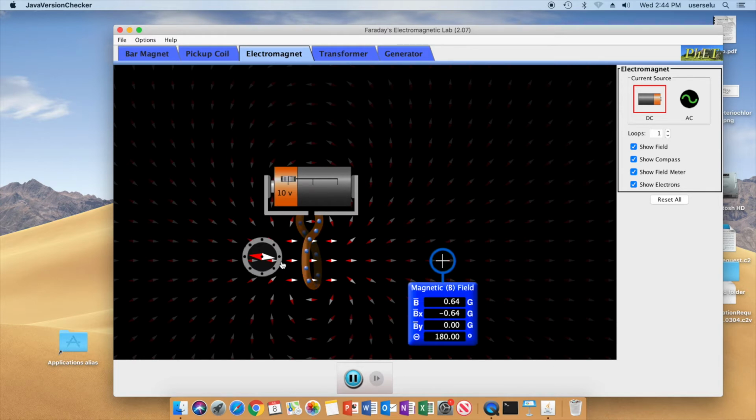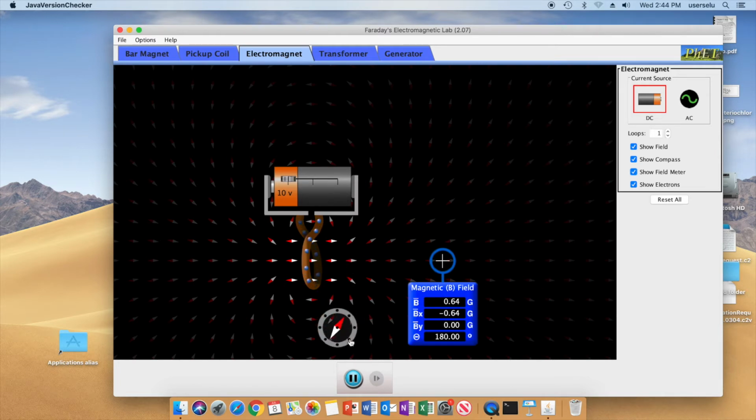And if I curl my fingers around, my thumb coming out would mean inside the loop my fingers are pointing to the left. My current is going into the top of the loop, even though electrons are flowing down from that point. The current is going into the top at that point. So again, my fingers would curl so that the field is pointing to the left. If I move my compass over to the other side, you will see that again, that's indicating the direction of a south pointing arrow, if you like, on the other side.